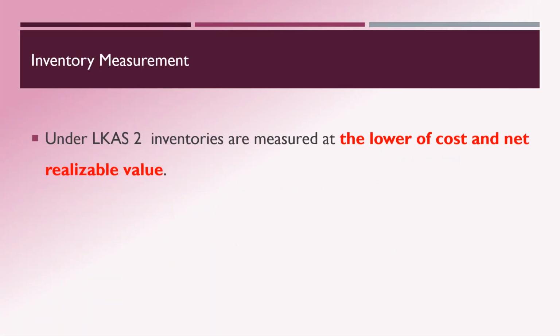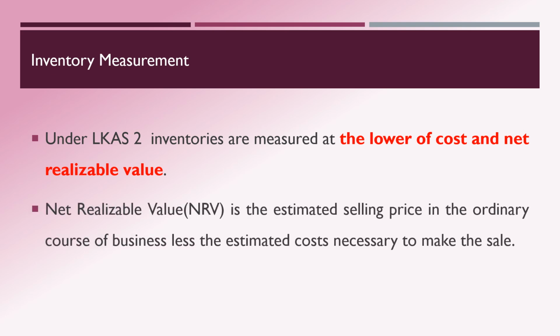Under IAS 2, inventories are measured at the lower of cost and net realizable value. Net realizable value is the estimated selling price in the ordinary course of business less the estimated cost necessary to make the sale.